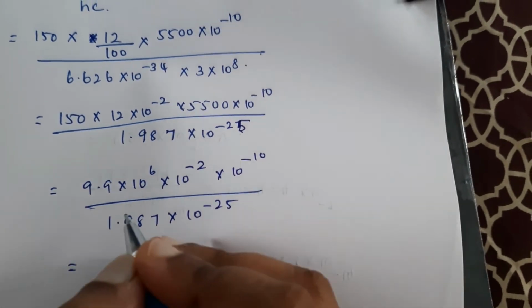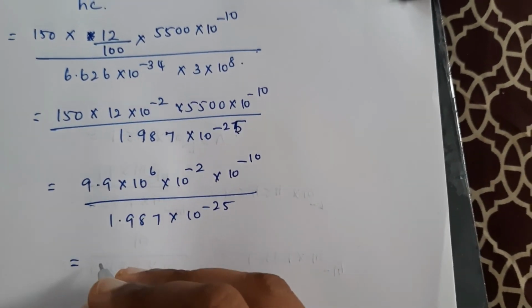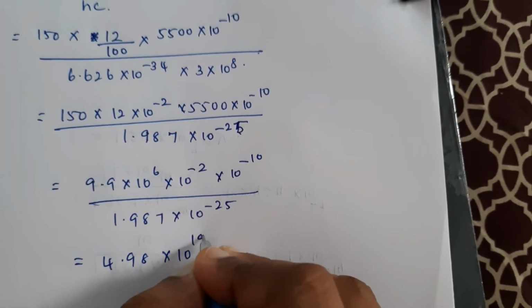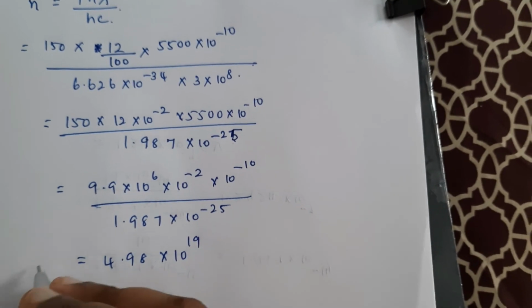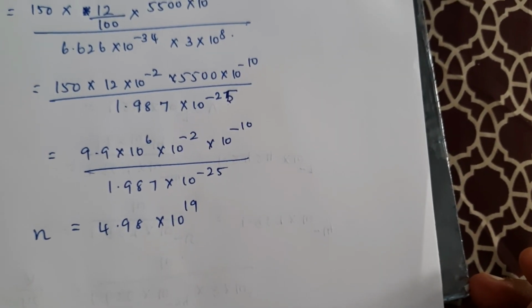If you again divide this, you will be getting it as 4.98 into 10 raised to 19. So your number of photons is 4.98 into 10 raised to 19.